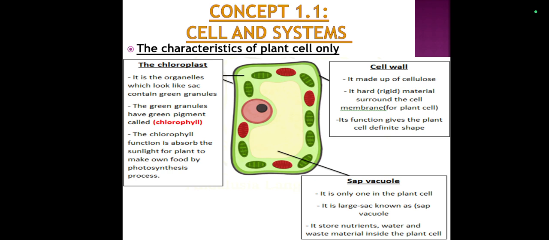There is an organelle called the chloroplast, which has a green color. It's a green granule and it has a green pigment, which is called chlorophyll. Its function is to absorb sunlight for the plant to make its own food by the photosynthesis process. So that's why the plant can carry out photosynthesis, as it contains chlorophyll inside the chloroplast.